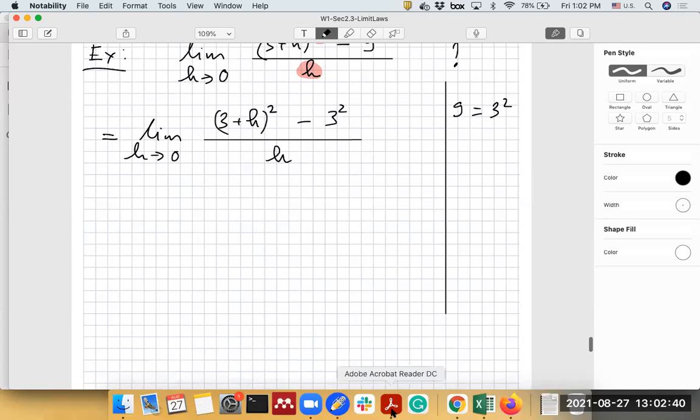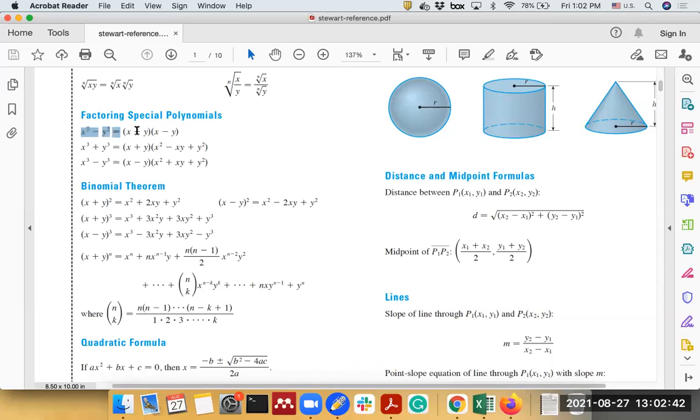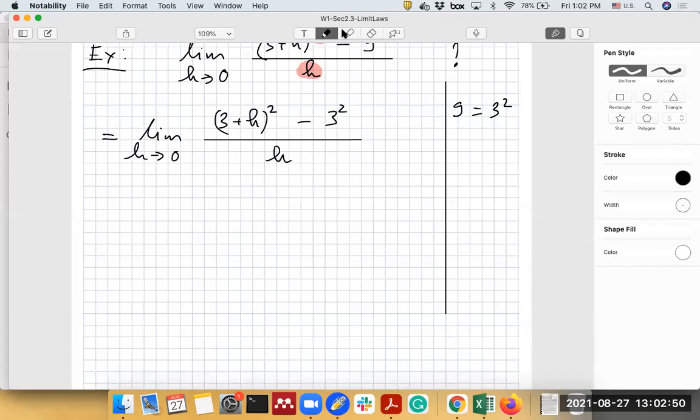Now we can use this formula, right? X squared minus y squared. Something squared subtract something else squared, it will be, what is it? Yes, (3 plus h minus 3) times (3 plus h, let me write it this way, plus 3).